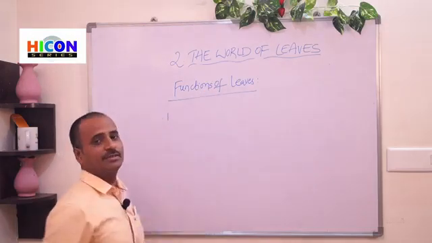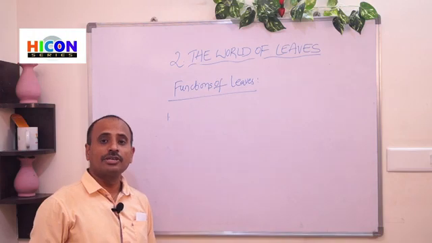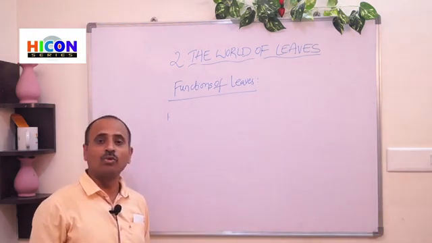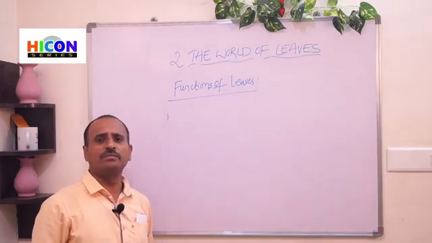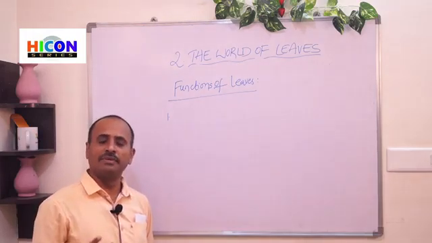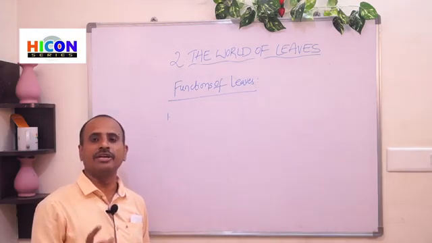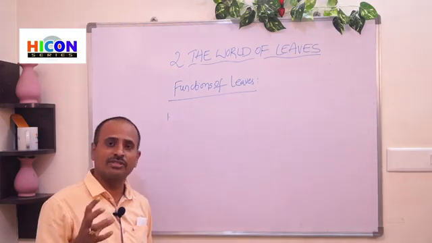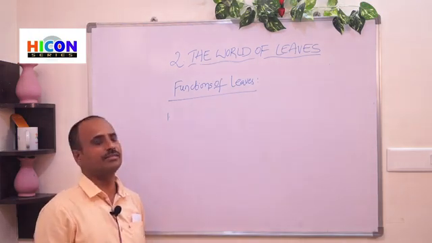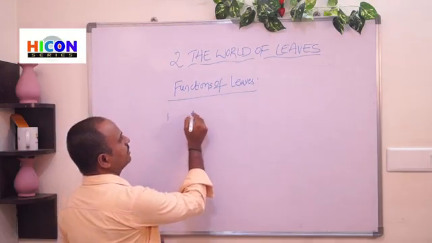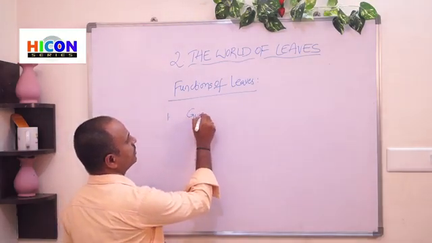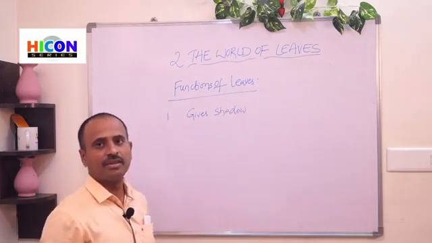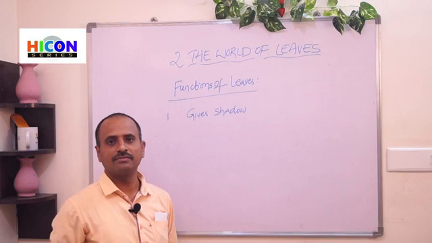The first one is, plants give shadow during hot summer days and cool the environment. For example, some trees like the banyan tree, mango tree and neem tree give an extensive shadow during the hot summer days. So the first function is giving shadow during hot summer days and cooling the environment.